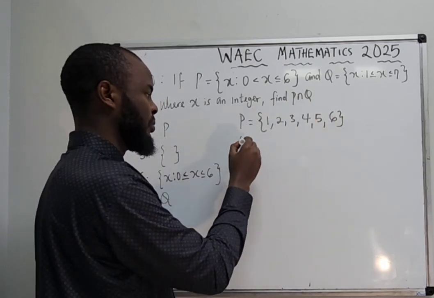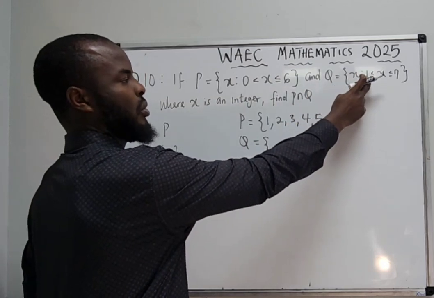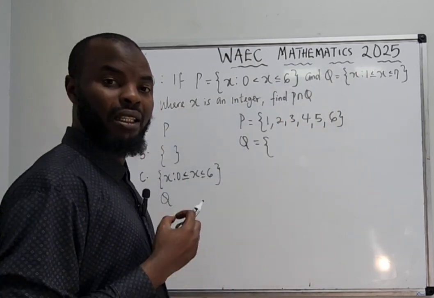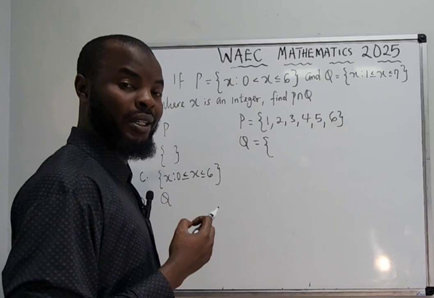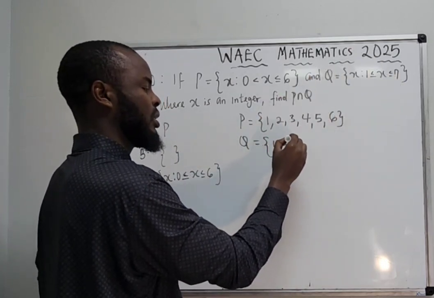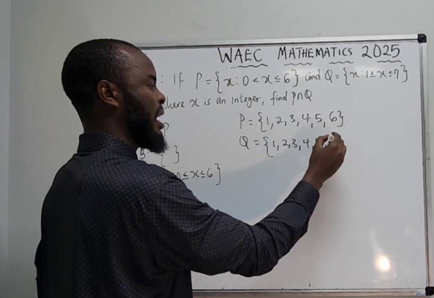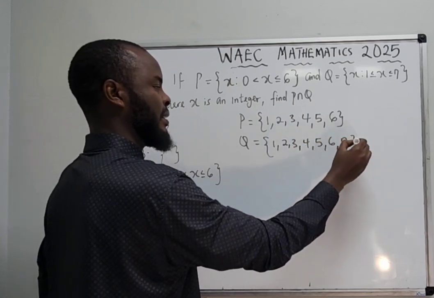What about Q? Here we have X such that 1 is less or equals to X, less or equals to 7. That means 1 is inclusive, and 7 is also inclusive. So here we have 1, 2, 3, 4, 5, 6, and then 7.